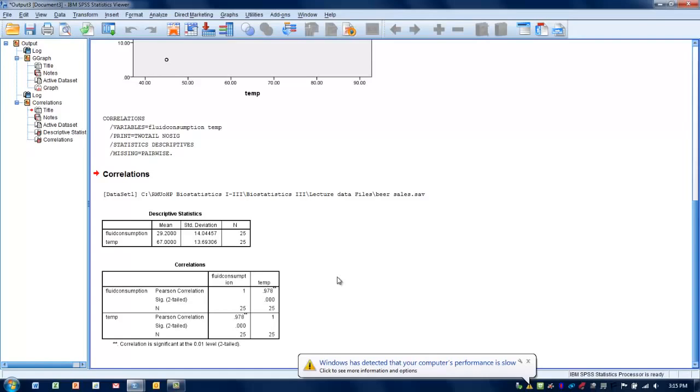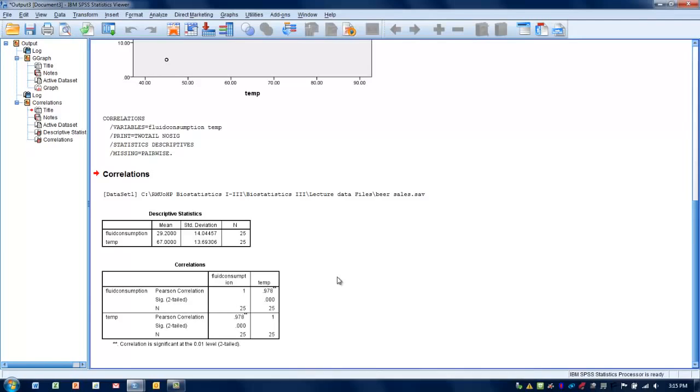Now we can also look at the magnitude of this effect, or the magnitude of this relationship. In other words, what's the practical significance of this relationship? And how we do that is we do an R-squared value, where we take our R value, in this case 0.978, and we square it. So if we take 0.978 and we square it, we end up with a value of 0.956.